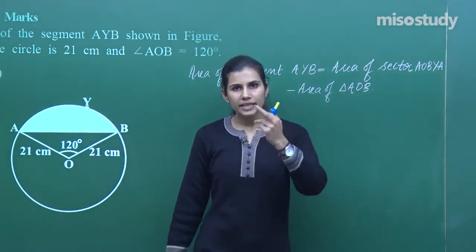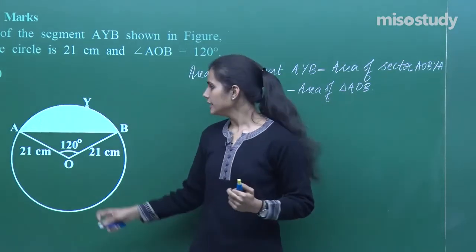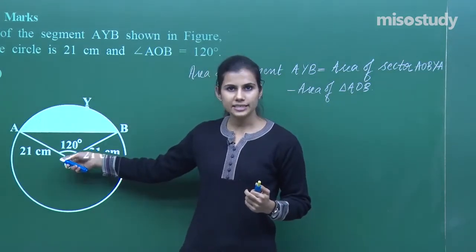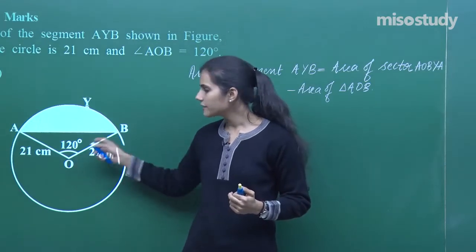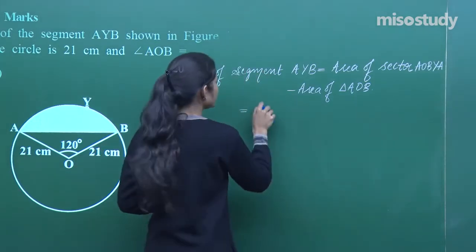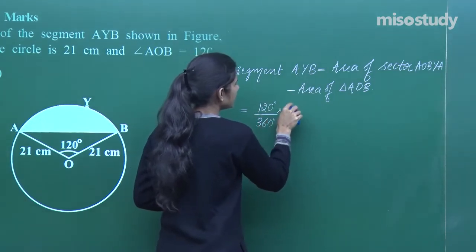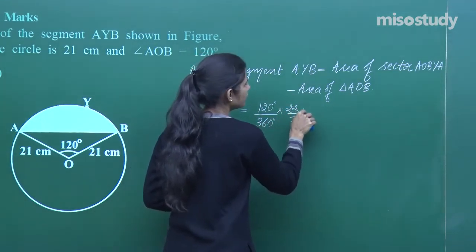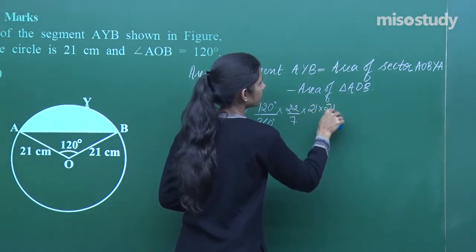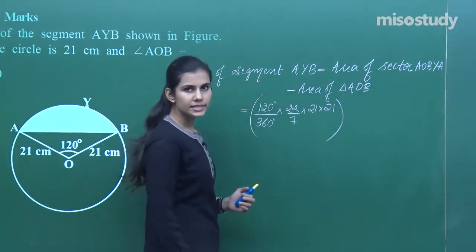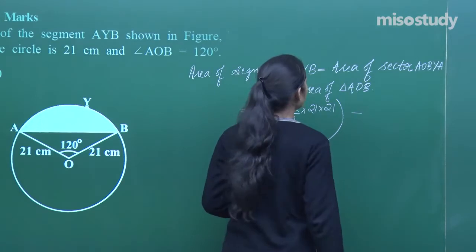Fine. What is the area of the sector? It is theta by 360 into pi r square. Theta is given to you as 120 degrees as the angle of this sector. Radius is given as 21 centimeters. So it will be theta by 360 into pi into radius square. This is the area of the sector. What is the area of the triangle AOB?